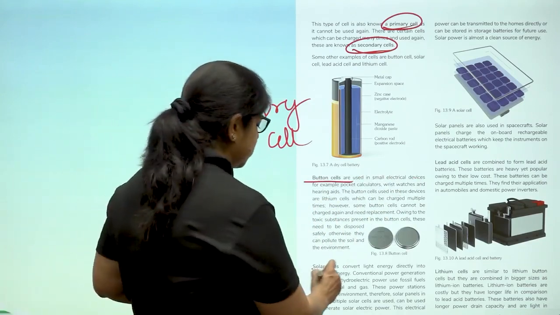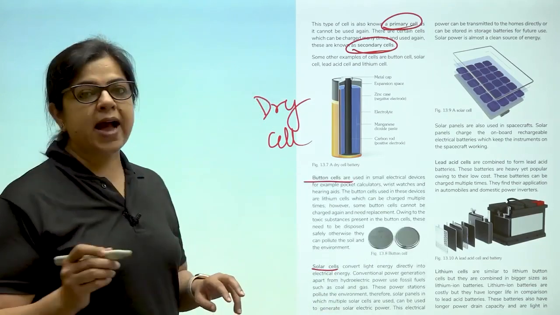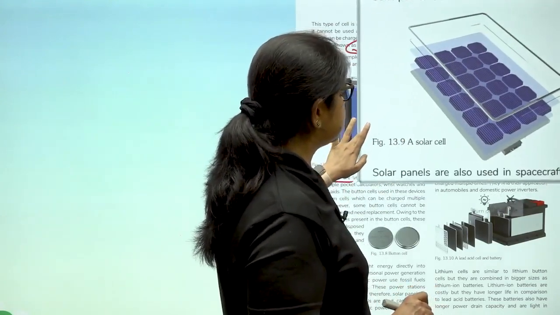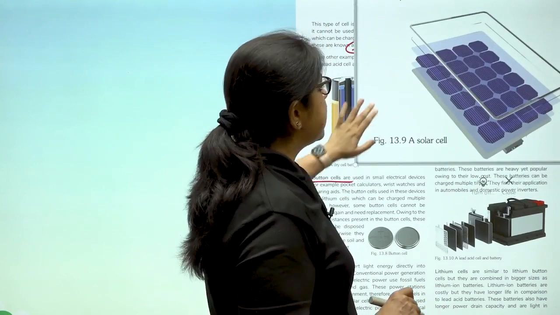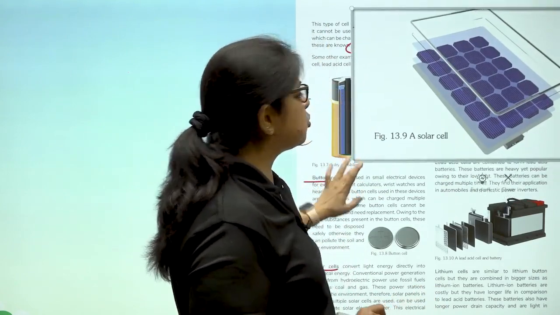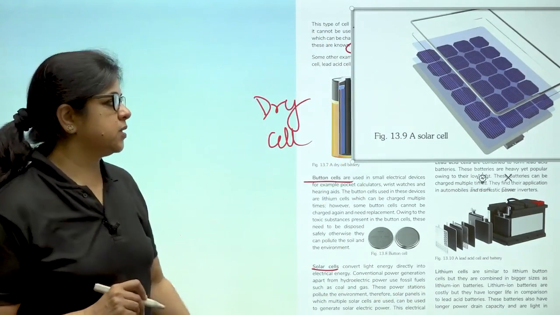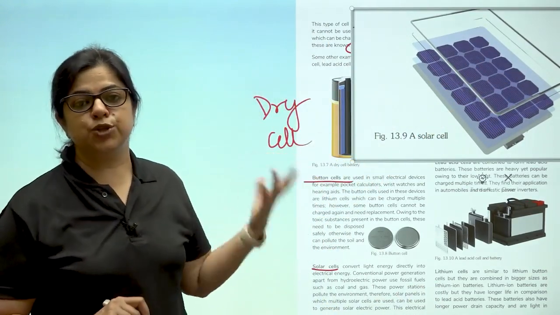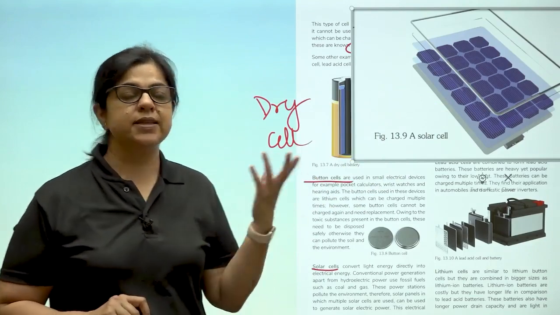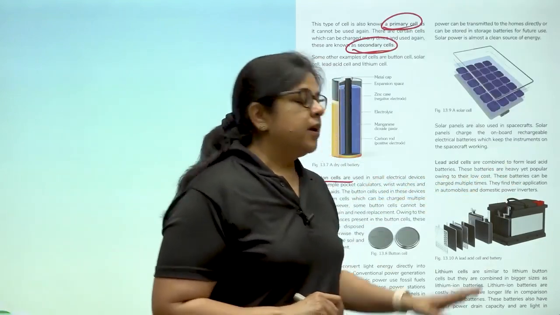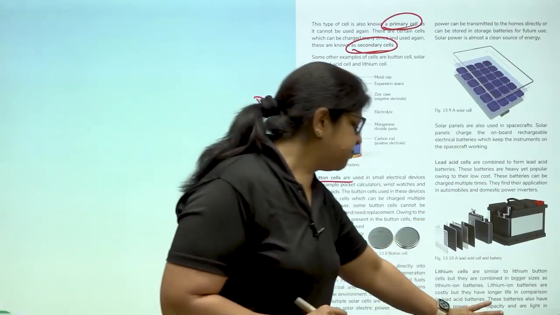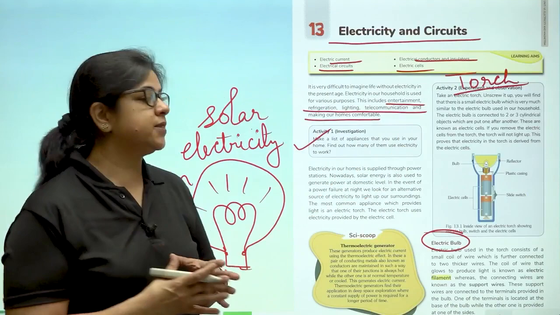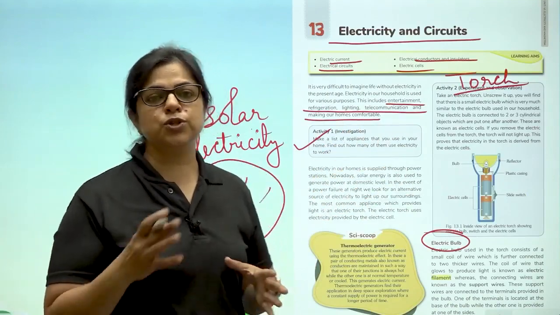Now, coming to solar cells. As I had explained in the beginning of the chapter, solar electricity is becoming a very powerful and important source of sustainable electricity. So, these solar cells capture solar energy and convert it into an electrical charge, which gives us electricity. Now, having studied all the different types of cells, let's go back and understand the functioning of a torch through a short video.